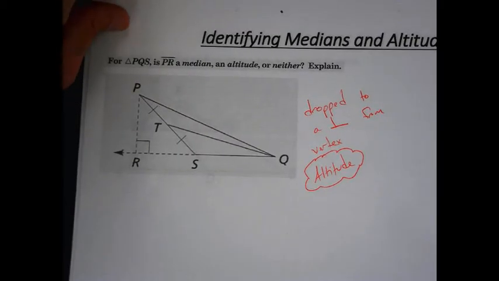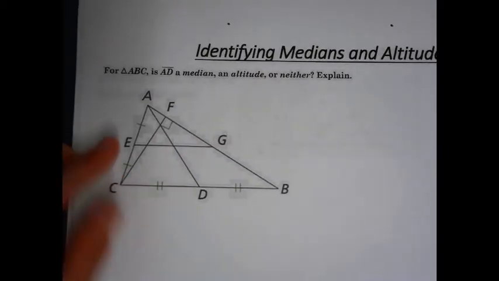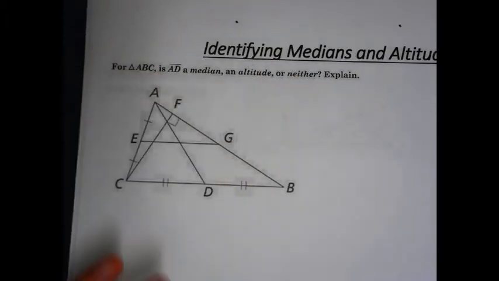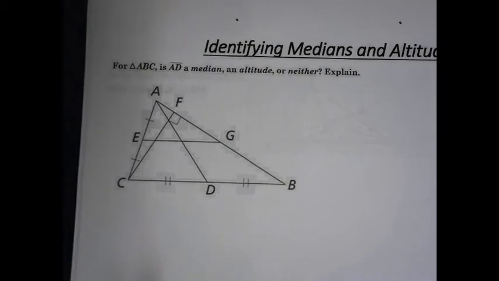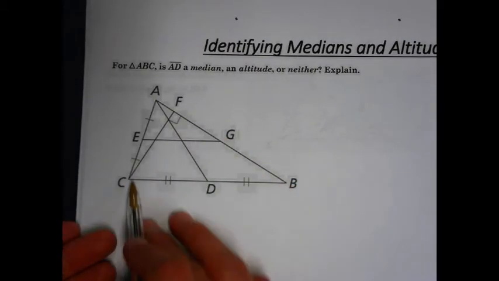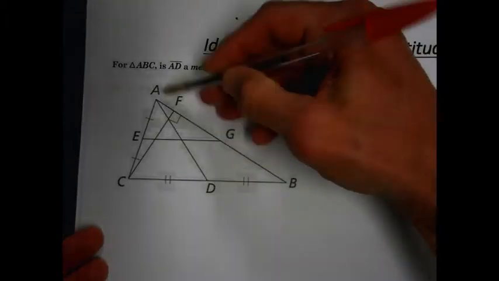Next example about identifying medians and altitudes. Well, here's a triangle ABC. Is AD a median and altitude or neither? Explain. So here's our big triangle ABC. A, B, C. Big triangle, right? The question is about AD, segment AD. So what's going on with segment AD?